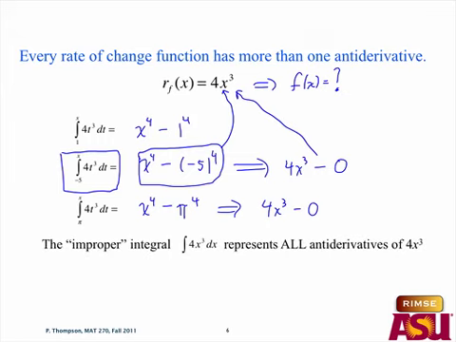Okay, so here's a new terminology. The improper integral. If there's no starting and ending point specified, and it's just written, say, in terms of x like this, or in any variable, it's called an improper integral. It represents all antiderivatives of 4x cubed, every single one. So it represents starting and accumulating from anywhere, and ending your accumulation at x. So that represents all the antiderivatives of 4x cubed.